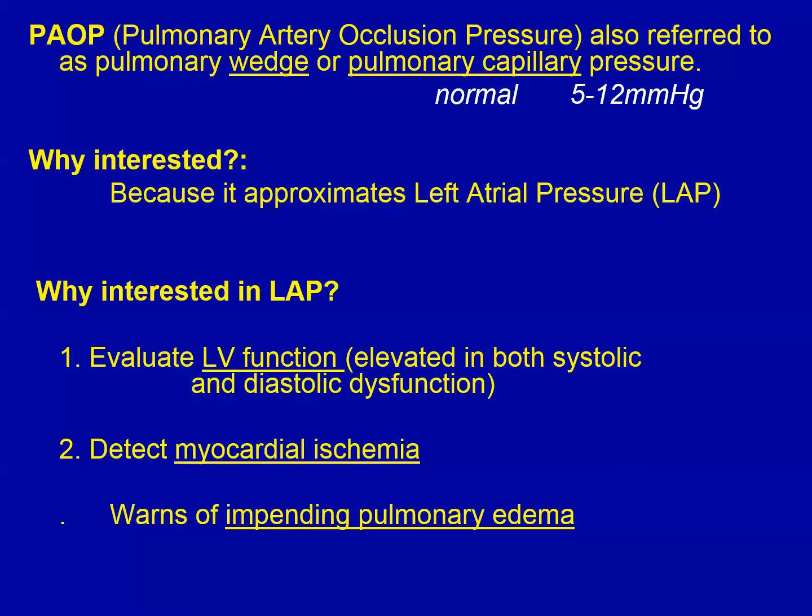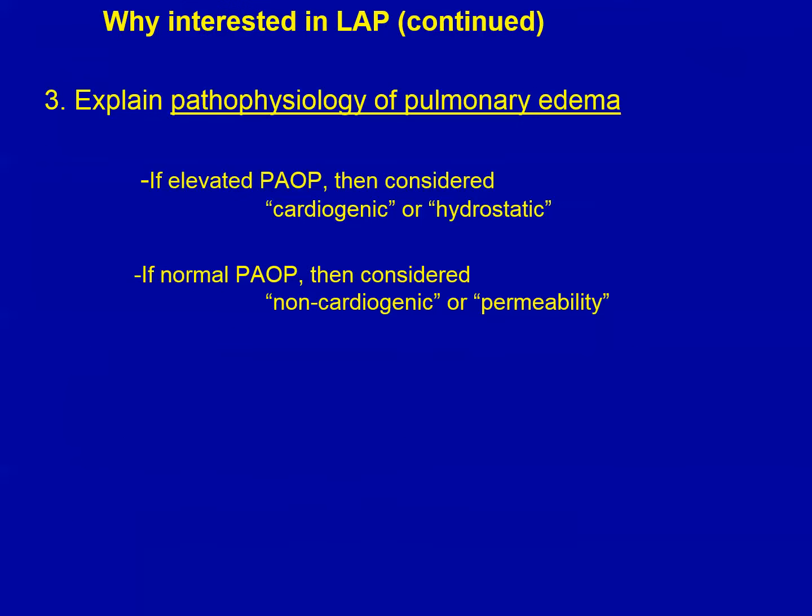So why are we interested in the pulmonary artery pressure? Because it estimates the left atrial pressure. And there are a number of reasons why we are interested in left atrial pressure, which are summarized on these slides. To evaluate LV function, which is why Swan and Ganz introduced it for the management of acute myocardial infarctions. It can help detect myocardial ischemia and warn of impending pulmonary edema.